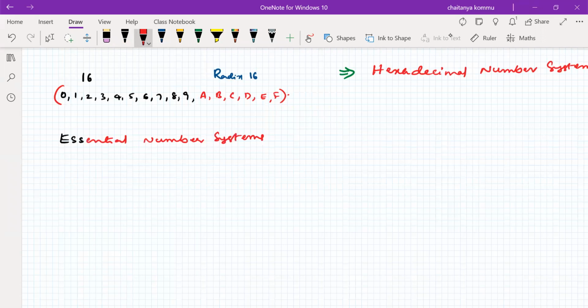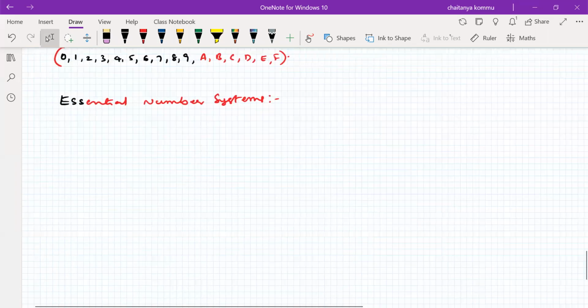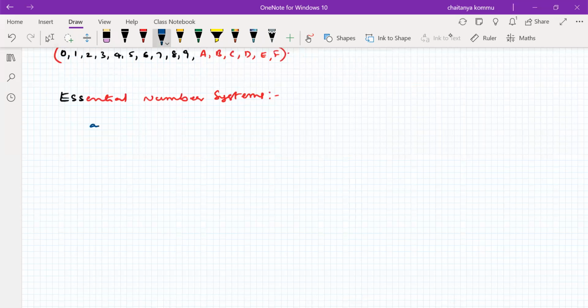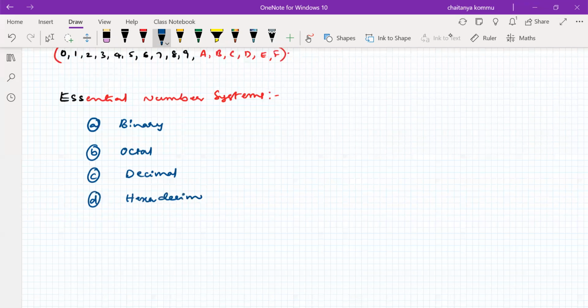So what are the essential number systems that we normally consider so far? The first one is binary. The second one is octal. Next one is decimal. Last one is hexadecimal. Is it clear to all of you?